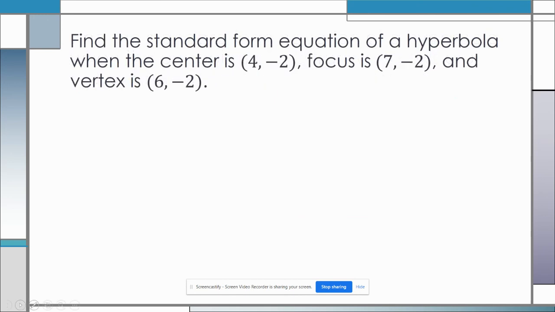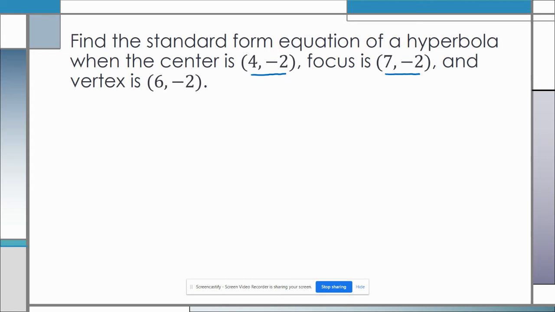Okay, the last problem, we want to find the standard form equation of the hyperbola. The center is at (4, -2). Our focus is at (7, -2), and one of the vertices is at (6, -2). So if I'm given the center and a focus point, notice how the number that is not changing is the y.